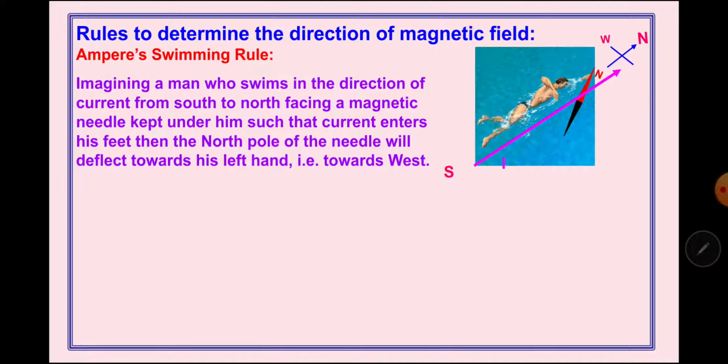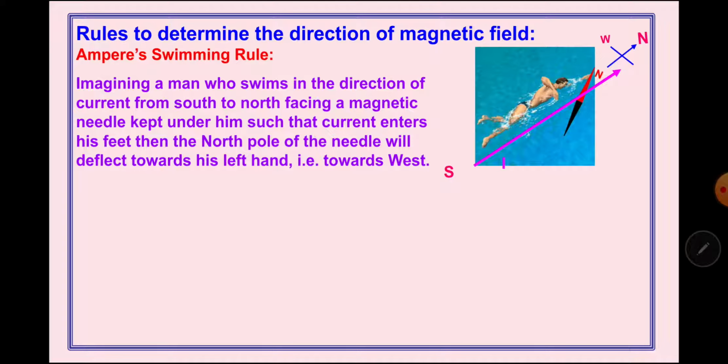Then this law states that in that particular situation, the needle's north will deflect towards his left hand. That means to say, if the current is flowing from south to north and a needle is kept below that current carrying wire, then its north will deflect towards west, because his left hand will be towards west direction. So that is what is the Ampere swimming rule.